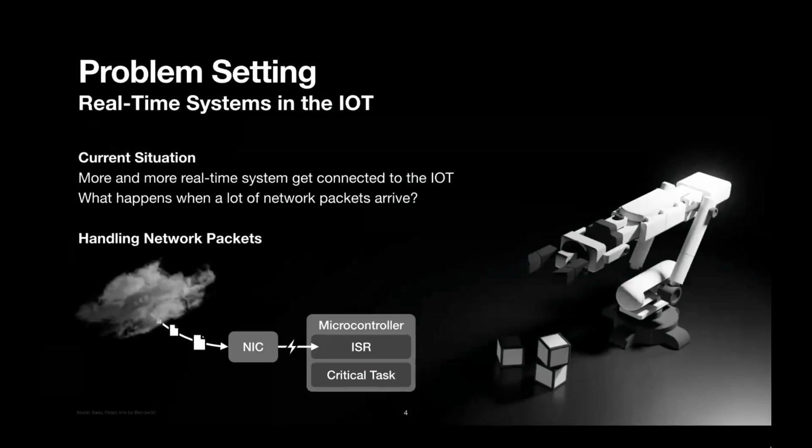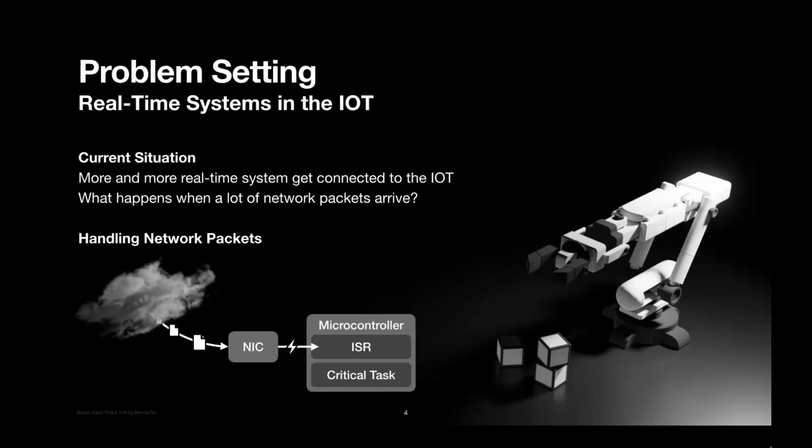So we live in a world full of real-time systems and, of course, real-time operating systems, especially in the industry, and that's why we have this robot arm on the right. And that's because they have many advantages. They're lightweight, they can run on basically every system, and they can give us guarantees on when a certain task finishes, which is really important for industrial applications. Now, in the late 2000s, the Internet of Things really took off, and more devices, including those real-time systems, got connected to the Internet of Things.